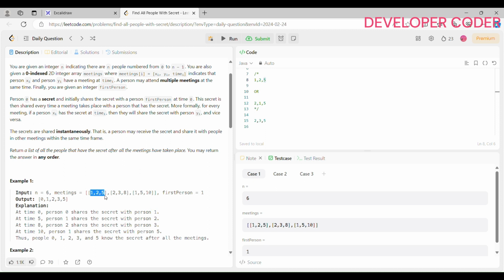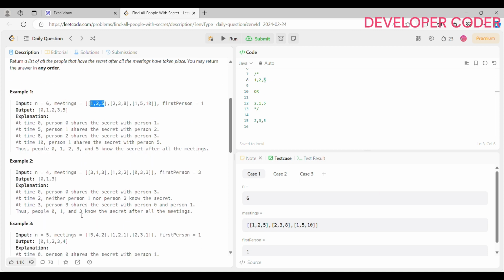First time is 5, after that 8 comes, after that 10 comes. At time 5, person 1 is going to share the secret with person 2, at time 8 person 2 is going to share the secret with person 3, and at time 10 person 1 is going to share the secret with person 5. In this way, in the end, all the people 0, 1, 2, 3 and 5 know the secret after all the meetings. So we have to return this output.